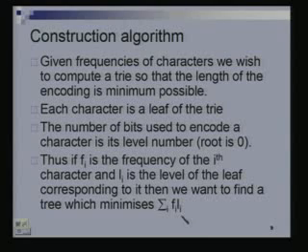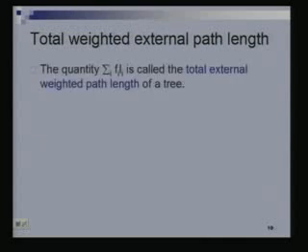Our tree will determine the L_i's. The f_i's are given to us, right? We cannot change the f_i's. We can pick a tree so that we get the appropriate L_i's. So this quantity, summation f_i L_i, is called the total external weighted path length of a tree.